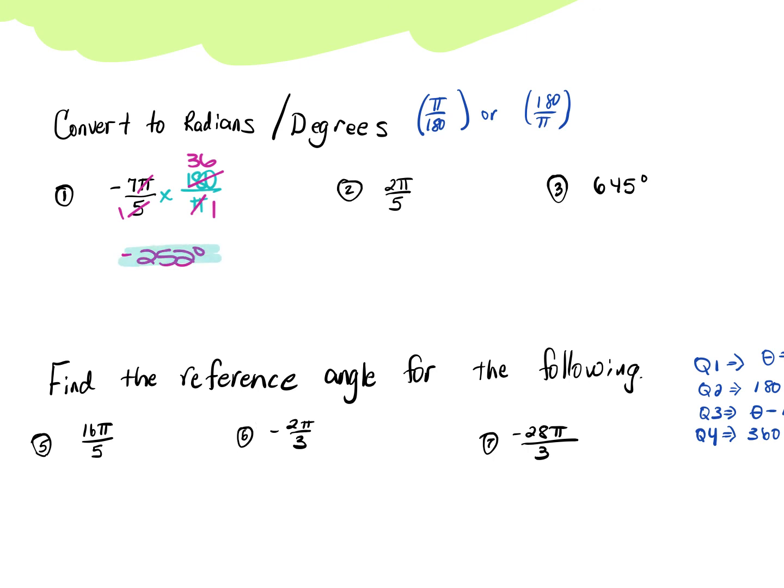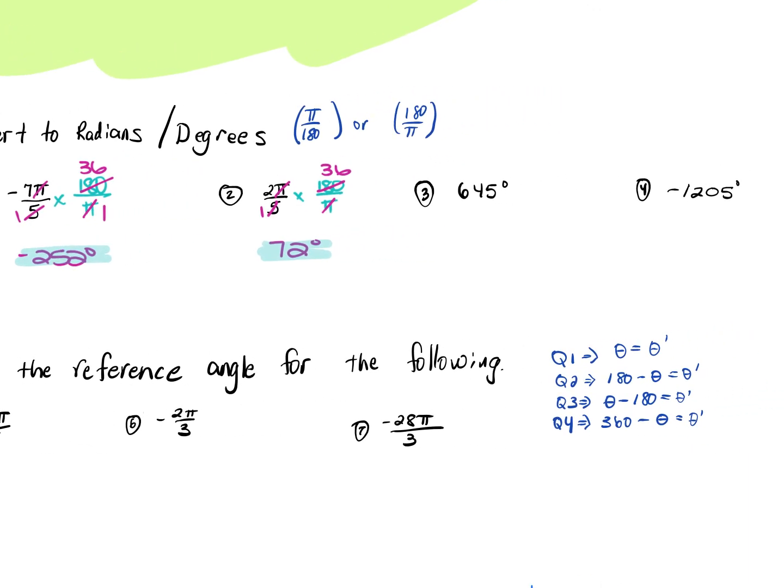For number 2, we have 2 pi over 5. So we're going to multiply this by 180 over pi. Your pi's cancel. Your 5 goes into 180 36 times. We do 36 times 2, and that's 72 degrees.